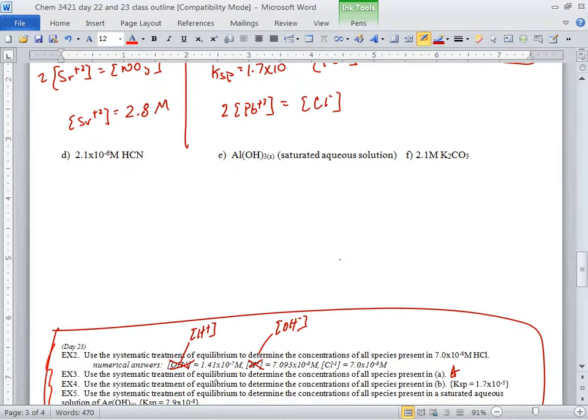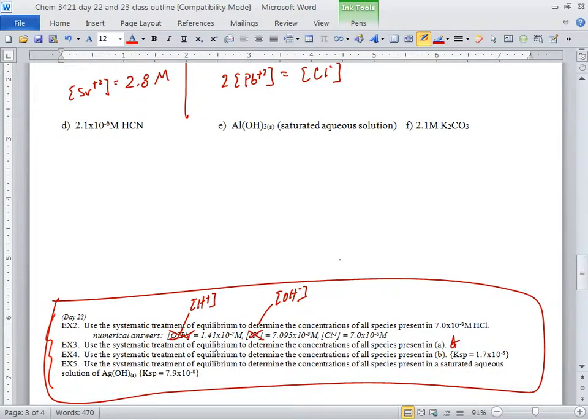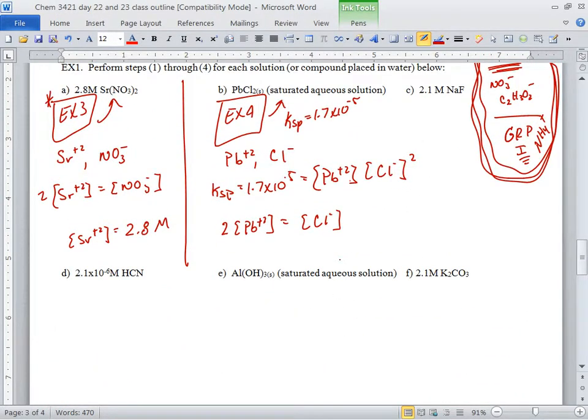EX3, EX4. B. So is there anything to solve for EX for A? For this one? Yeah. Well, strontium's done. You need to find what nitrate is. Pretty much just multiply strontium by 2 and you're done. You want to give the molarity for everything.